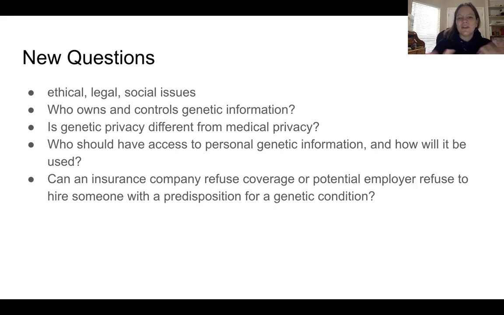Those are some issues that are probably going to be things we have to resolve and decide. How are we going to handle the fact that we know so much more about our genetics now? What are we going to do with that information?